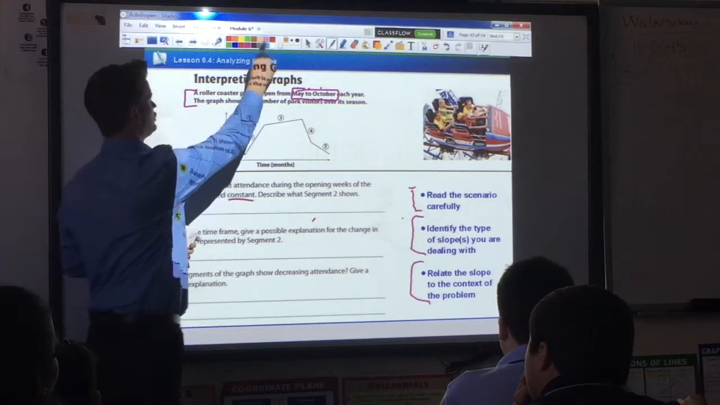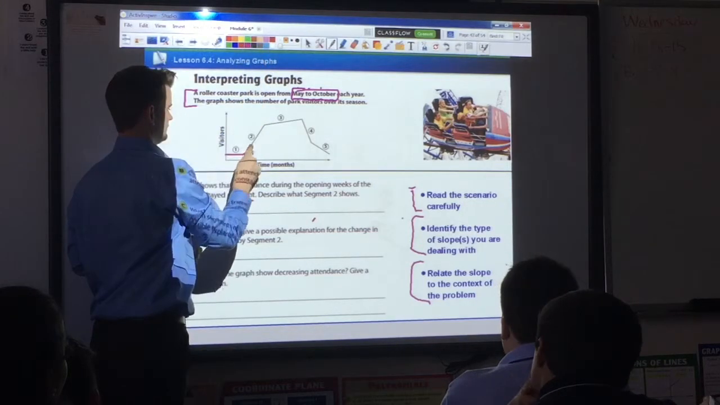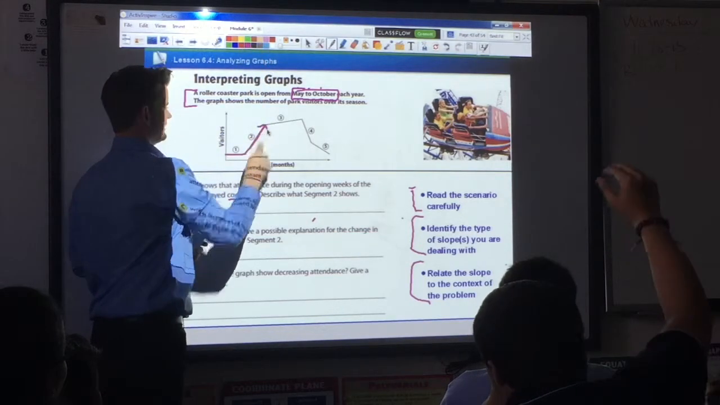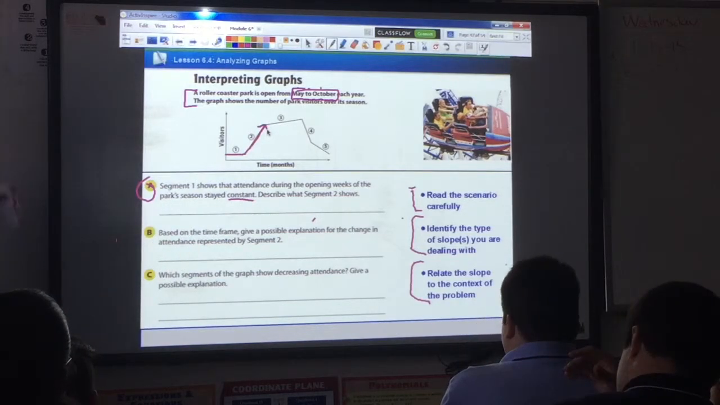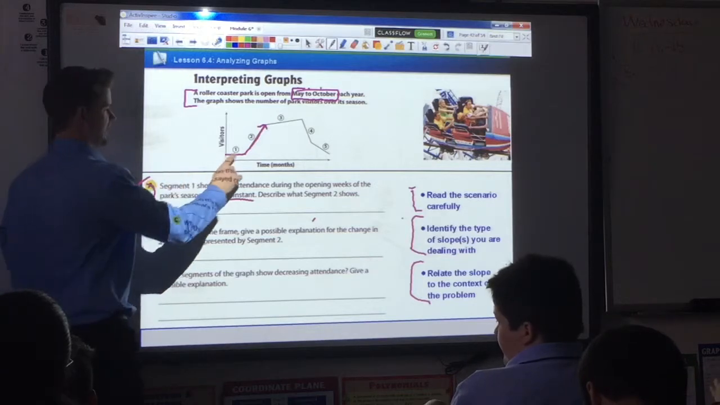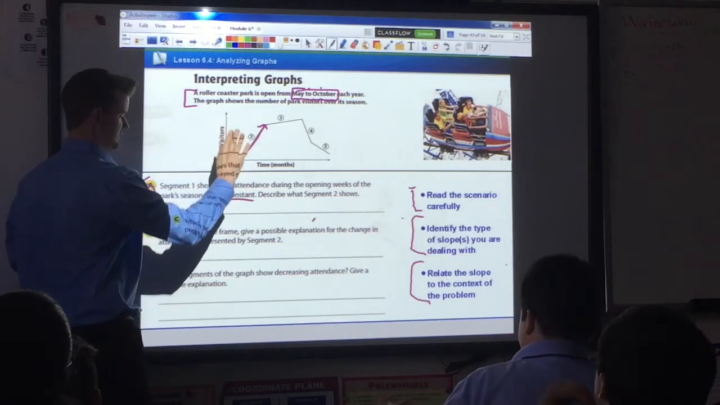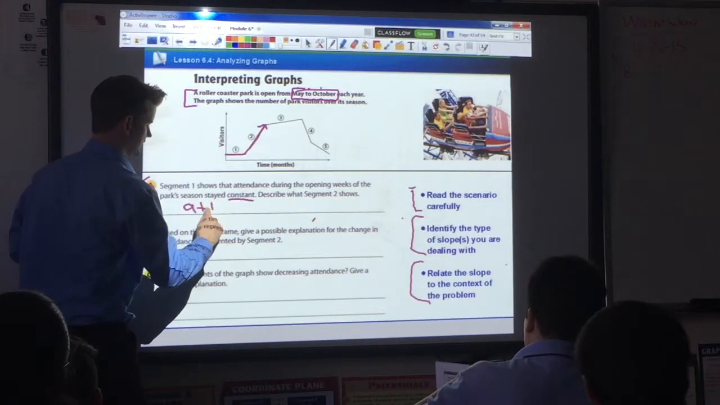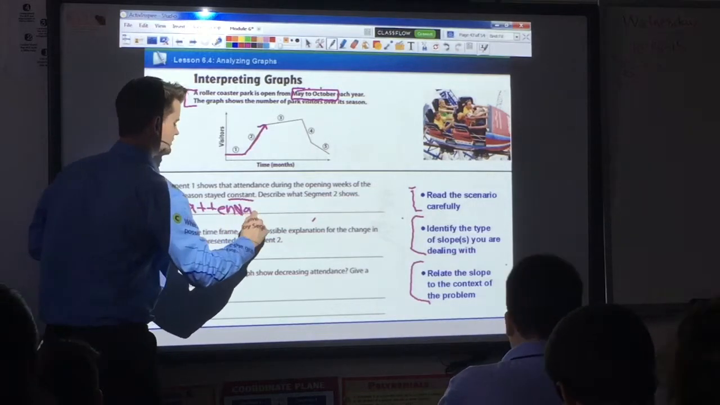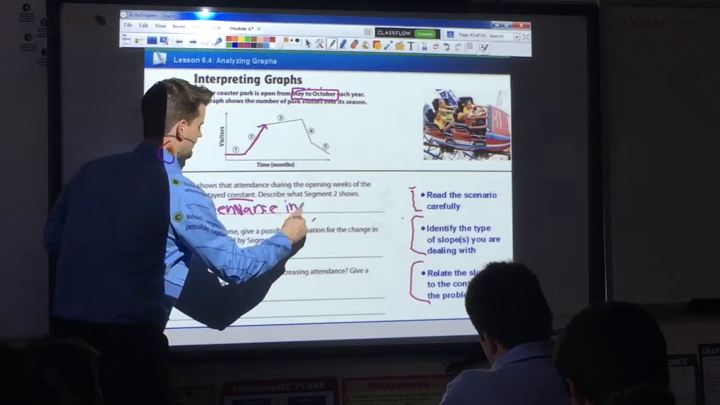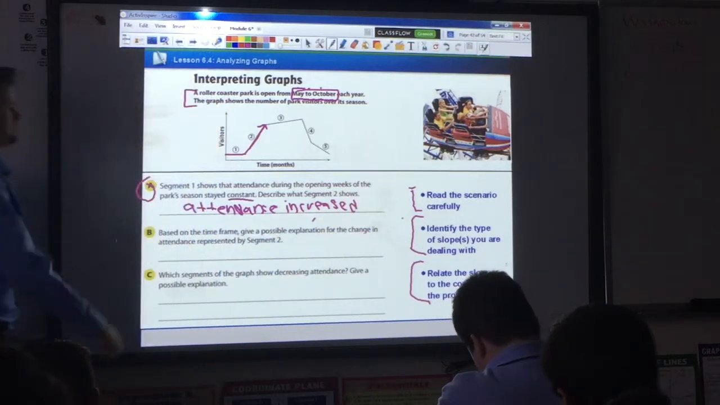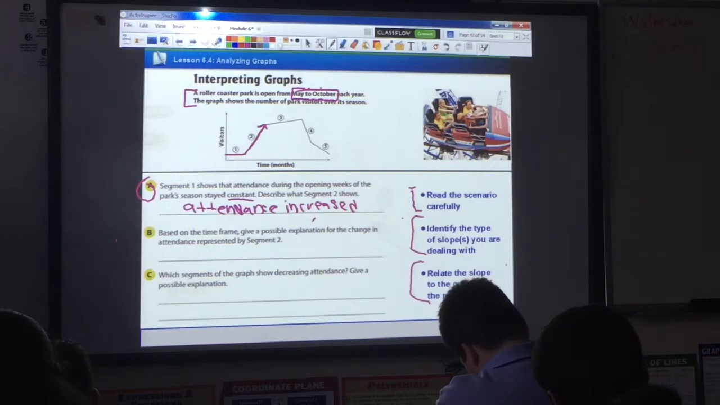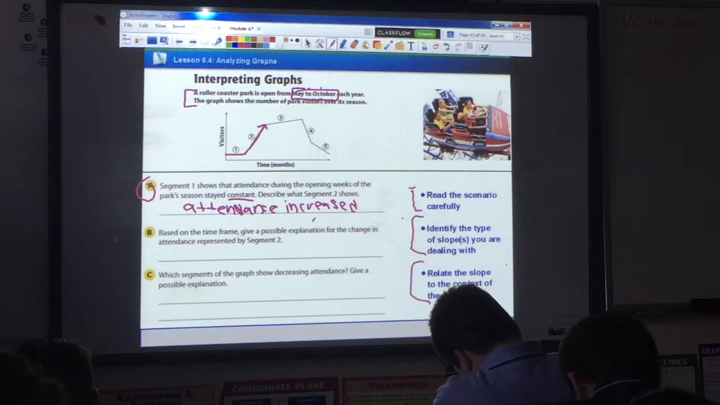If we look at segment 2 here, what happens in segment 2? It increased. It has a positive slope. That means in the context of this situation that in segment 2, the attendance increased. Okay, that one was easy. It was a straightforward question. The attendance increased. That's what happened in segment 2. And it increased at a pretty decent rate over that month.